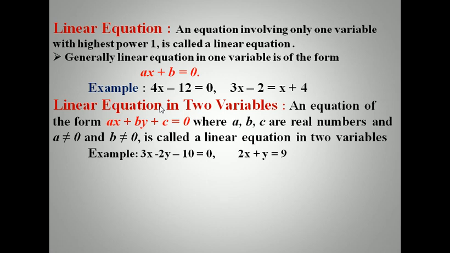Example, 3x minus 2y minus 10 is equal to 0. Here x and y are the variables. 3, 2, minus 10 are all real numbers. Similarly, one more example is 2x plus y is equal to 9, where a is 2, b is 1 and c is 9. Again, it has the variables x and y. Therefore, these types of equations are called linear equations in two variables.